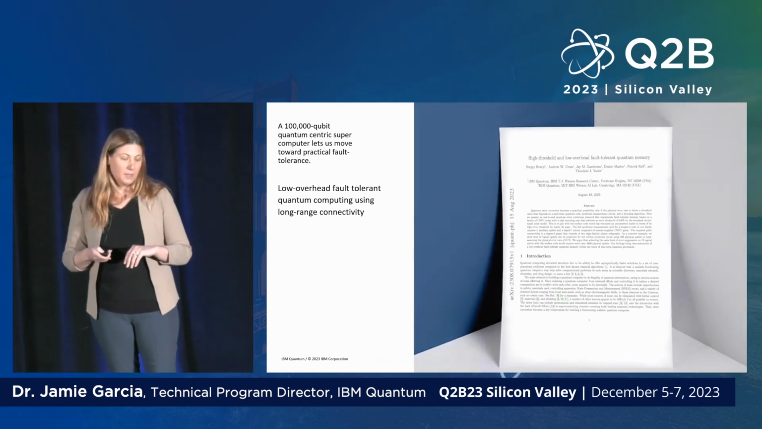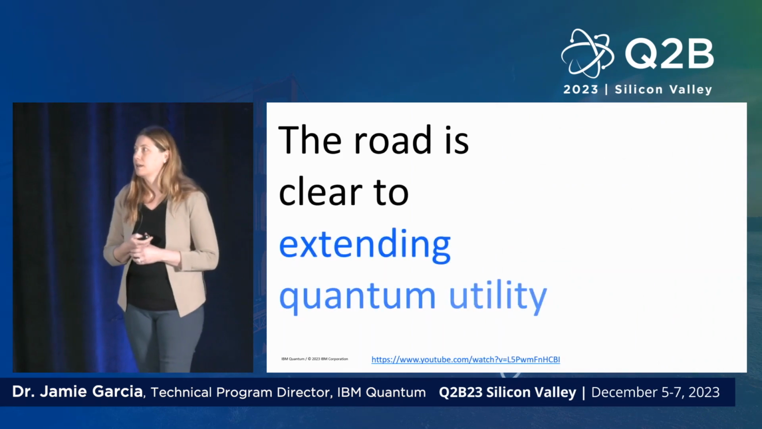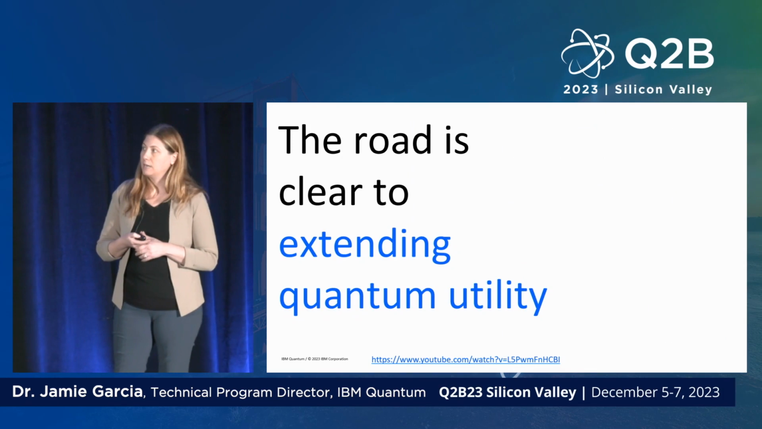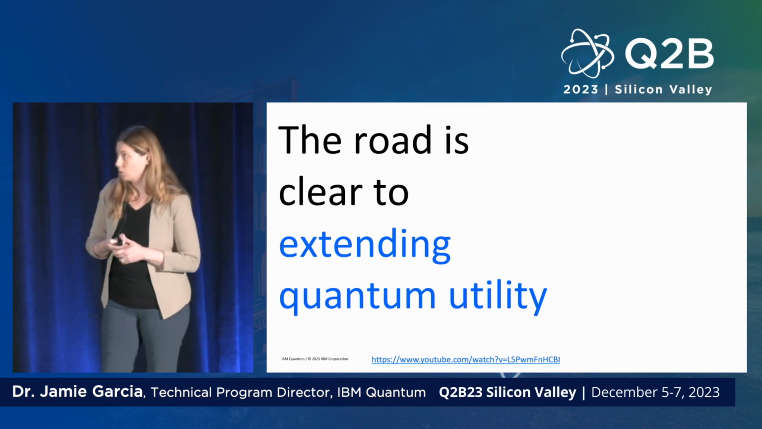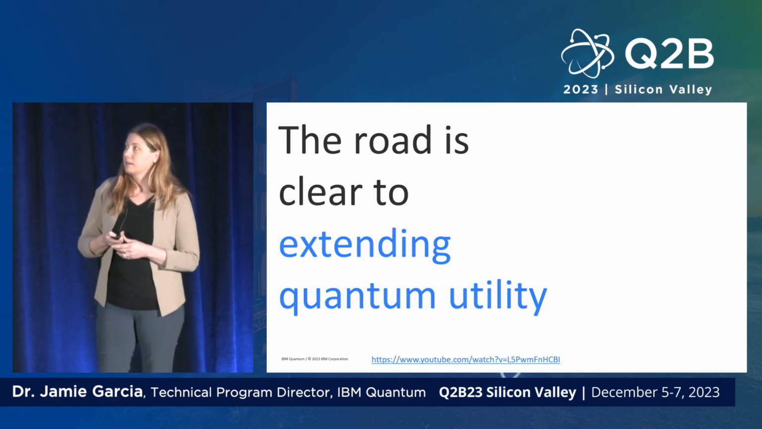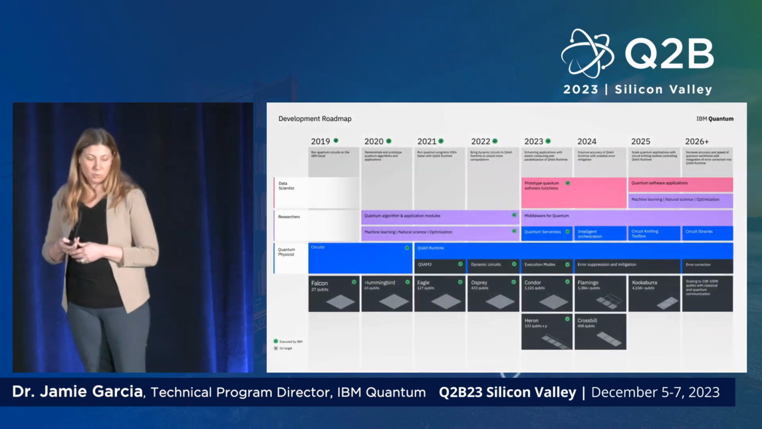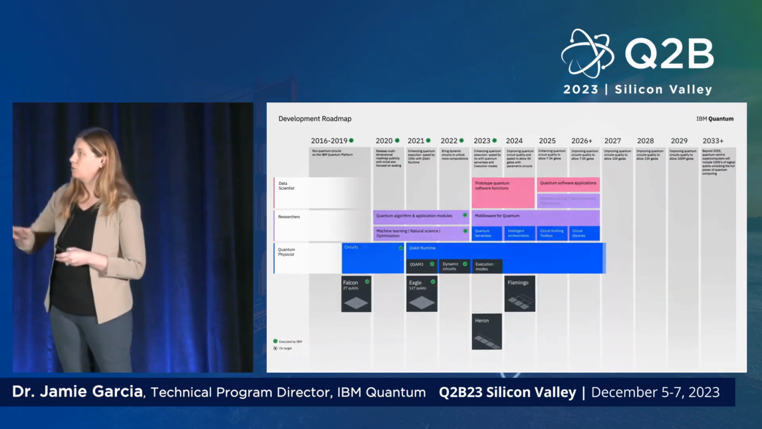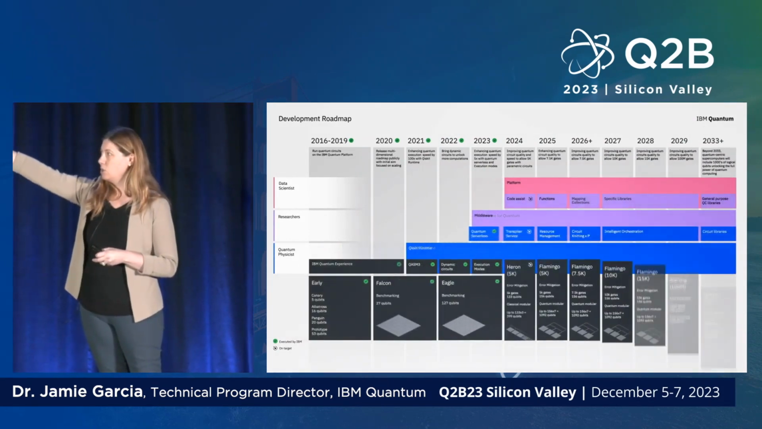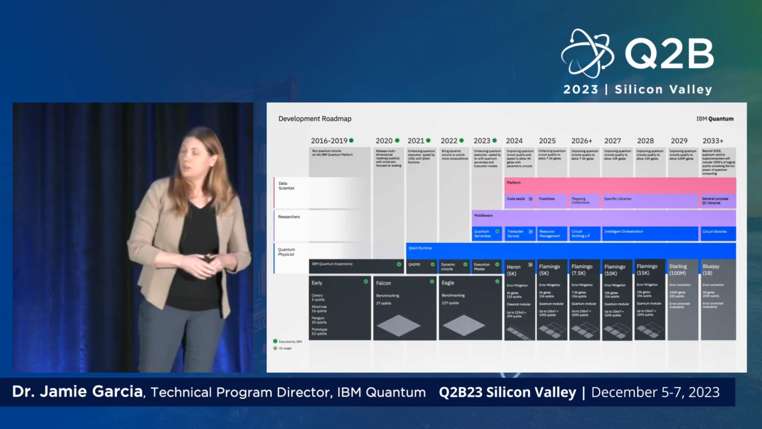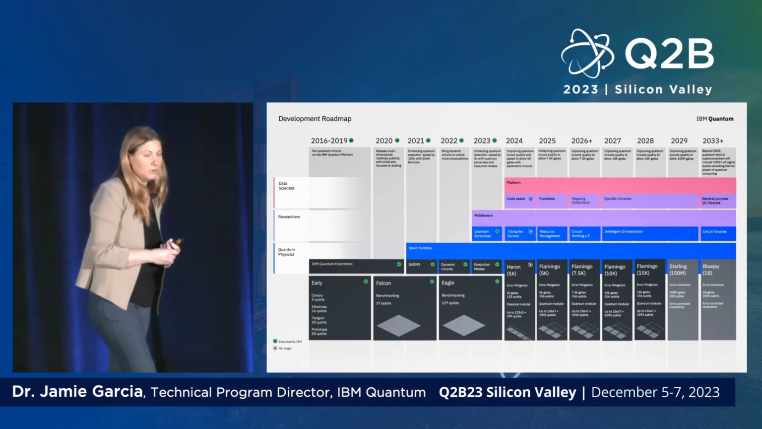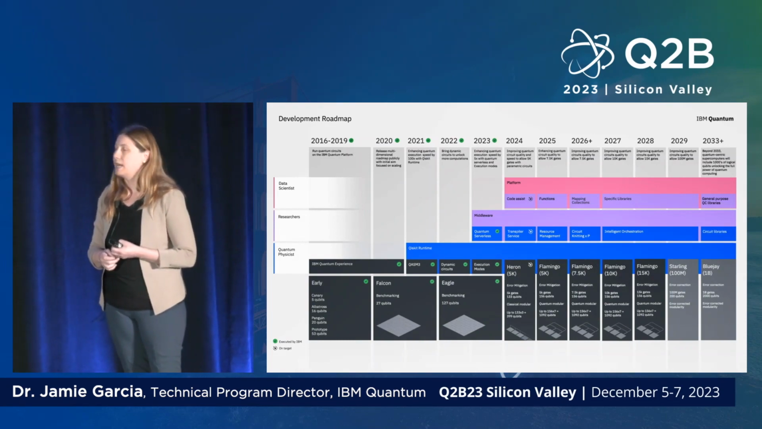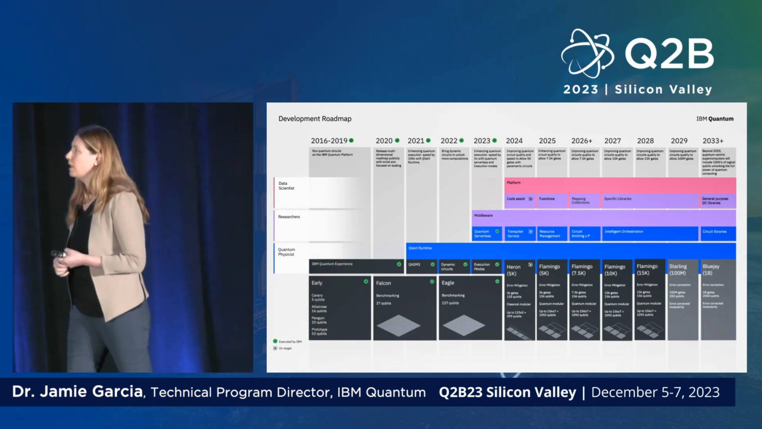And so that basically gave us an idea of extending quantum utility, what we needed to do and what our goals were. So again, the hardware roadmap, YouTube link is there. This is the change. So the old roadmap on the left, we've now expanded it out. You can see that we have very clear landmarks up through 2029 and then to 2033 plus.